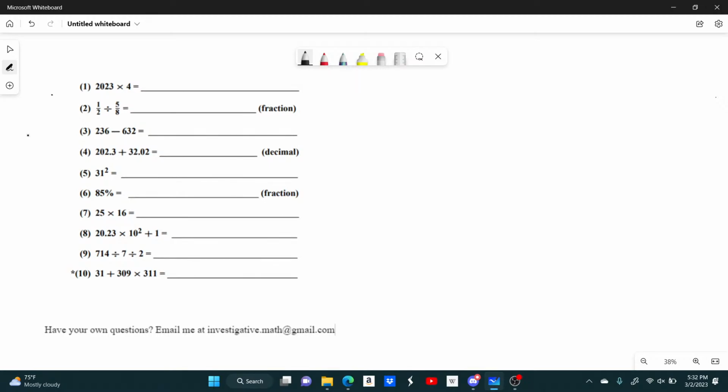Well, this is just multiplying by a one digit number. You could make it a little bit easier and split up this 2023 into 2000 and then 23 and then do a little bit of distributive property. So 2000 times 4 is 8000 and then 4 times 23 is 92. So you get an answer of 8092.